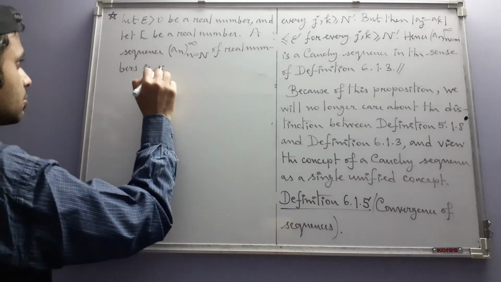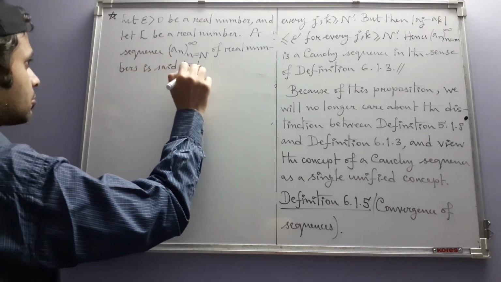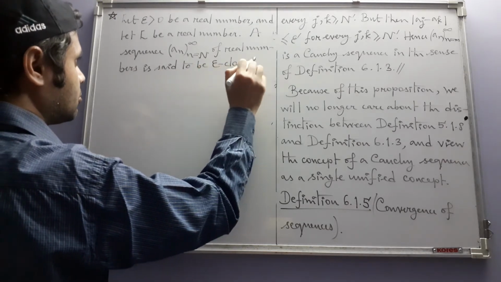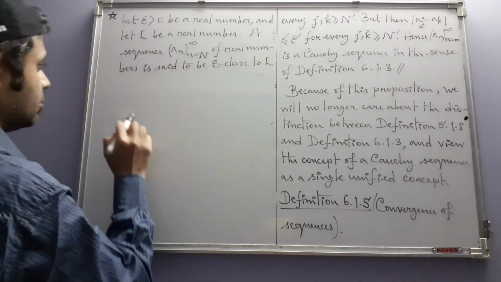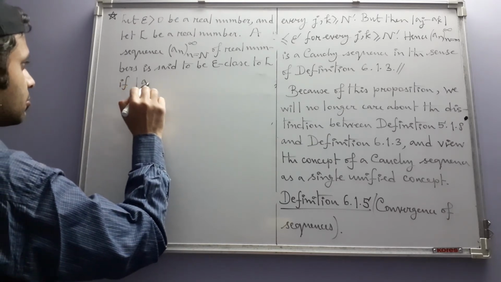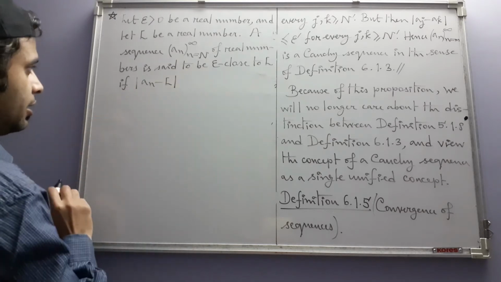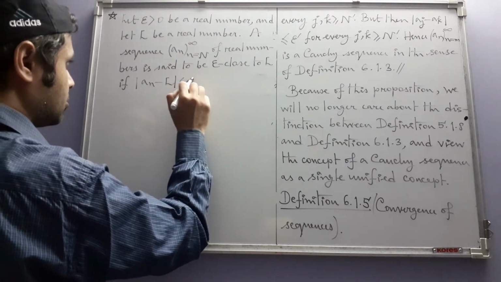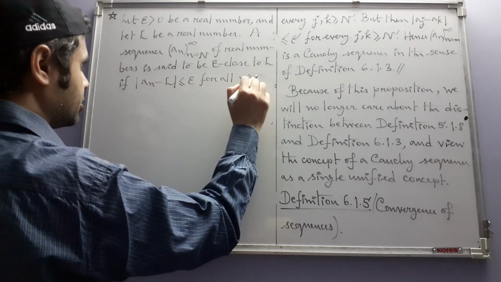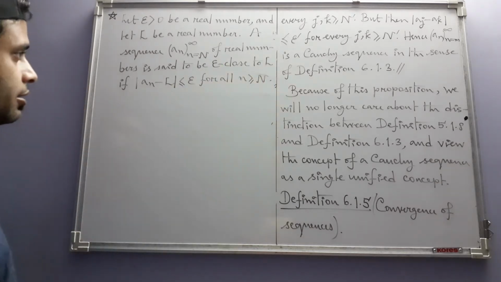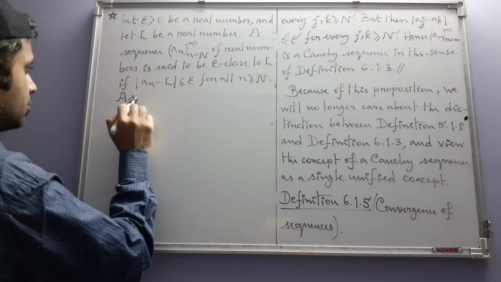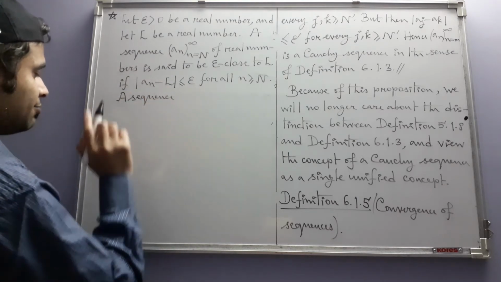is said to be epsilon close to L if the distance between a_n and L is less than or equal to epsilon for all n greater than or equal to capital N. A sequence, it's just like that definition of Cauchy sequences.